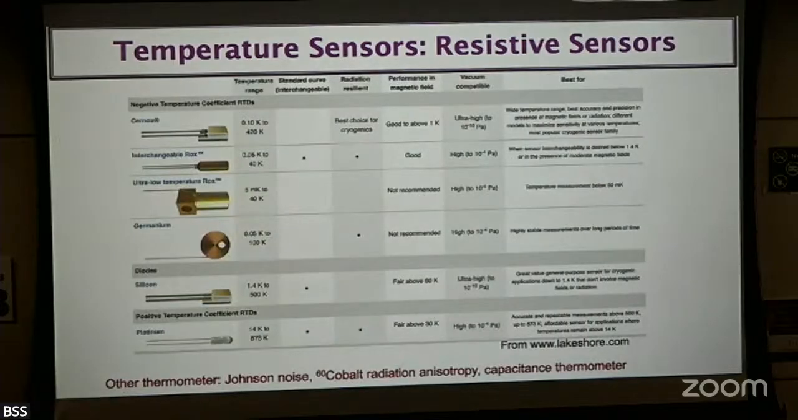Okay. Finally, this is also from Lakeshore. I don't know, if you seriously want to start thermal conductivity measurement as a hobby, these are all your nice thermometers. The reason I'm showing this is the performance in magnetic field: good, not recommended, fair above 60K, fair above 30K, okay? So this is the manufacturer's recommendation. That means I can translate maybe 1K: this might be okay, or absolutely not. Not recommended, and above 60 Kelvin, not recommended above 30 Kelvin. That's how I interpret it.